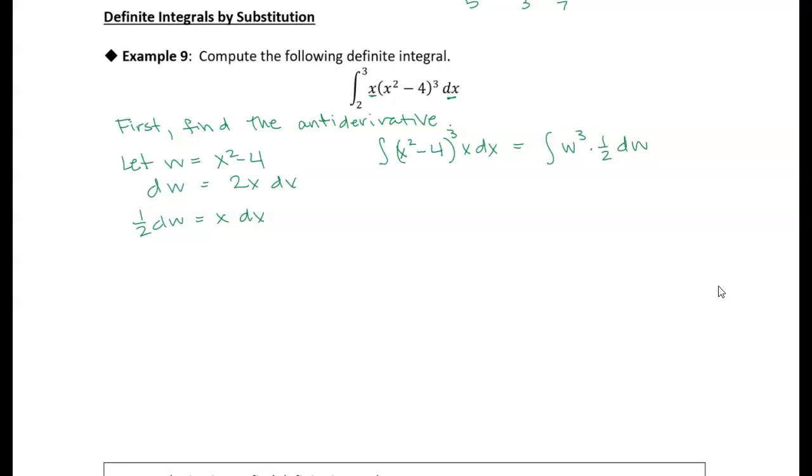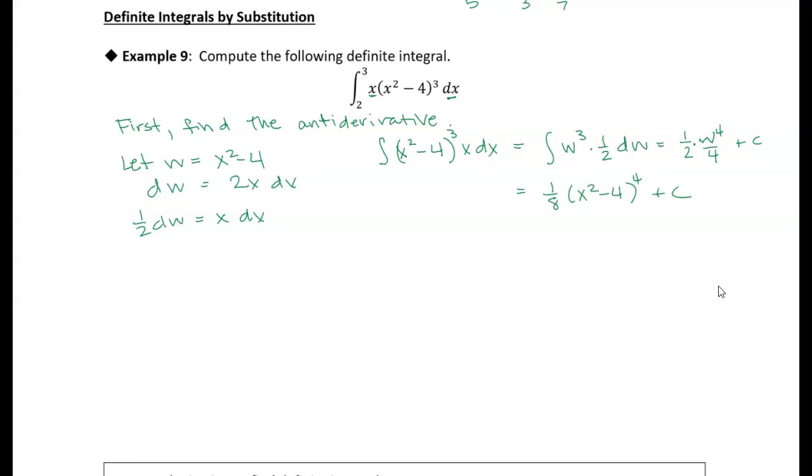Okay, and we can find the antiderivative in terms of w. I'm going to pull the 1/2 out in front, and we get w to the 4th over 4, plus c. Let's write this now in terms of x. We have to resubstitute for w. 1/2 times 1/4 is 1/8, and then we have x squared minus 4, that's our w, to the 4th plus c. Okay, so we got the antiderivative.